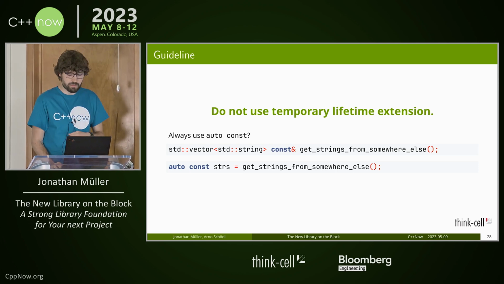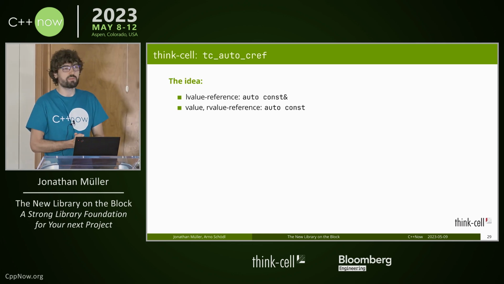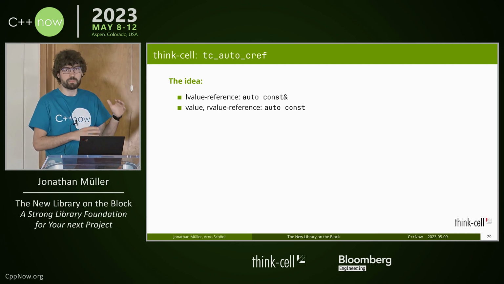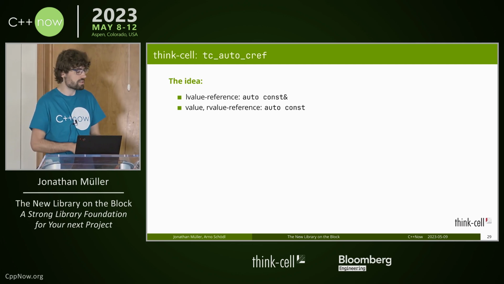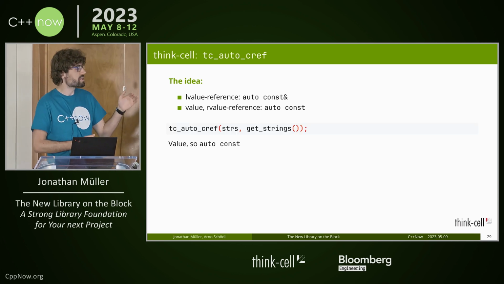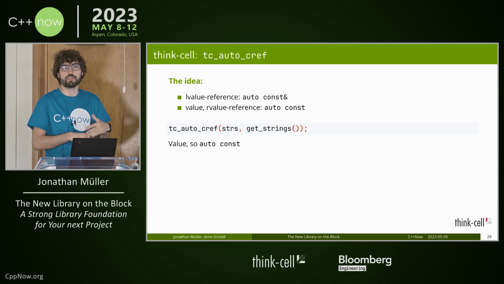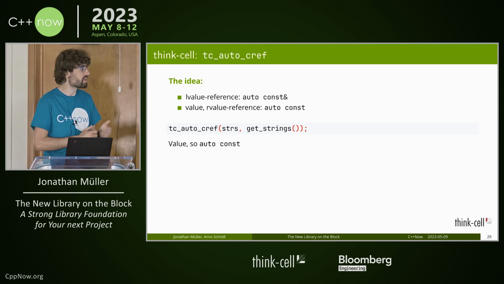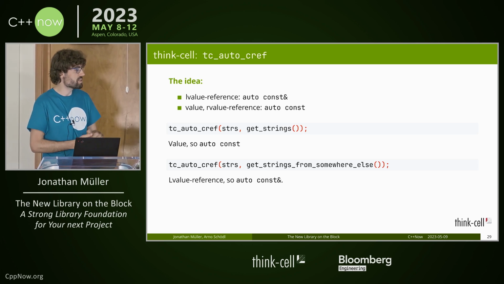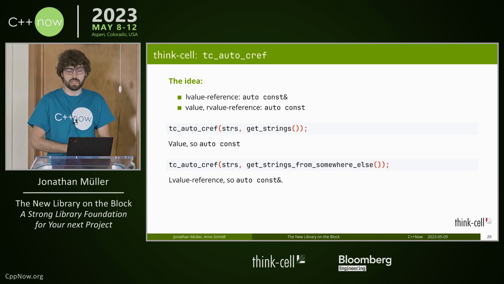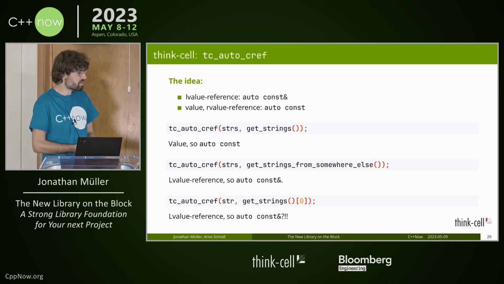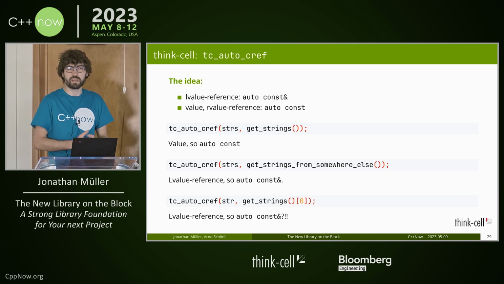So we need to pick the correct one depending on the situation. And to automate that, the idea is, when we have an lvalue reference, we want to keep it as an lvalue reference, const auto&, and otherwise, if we have a temporary or an rvalue, we want to have an auto const. And we have a macro for that, TC_AUTO_CREF. So for example, we have strings, get strings, TC_AUTO_CREF. This is a value, so we will get auto const, which is the correct type and no temporary lifetime extension. When we call get strings from somewhere else, this is an lvalue reference, so we will keep it as an lvalue reference. And when we use the first element of the strings, this is still an lvalue reference, so we're keeping it as an lvalue reference.